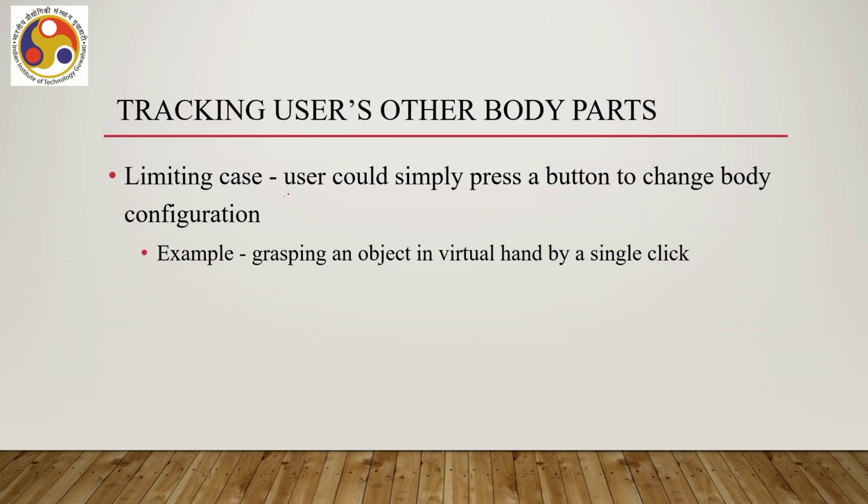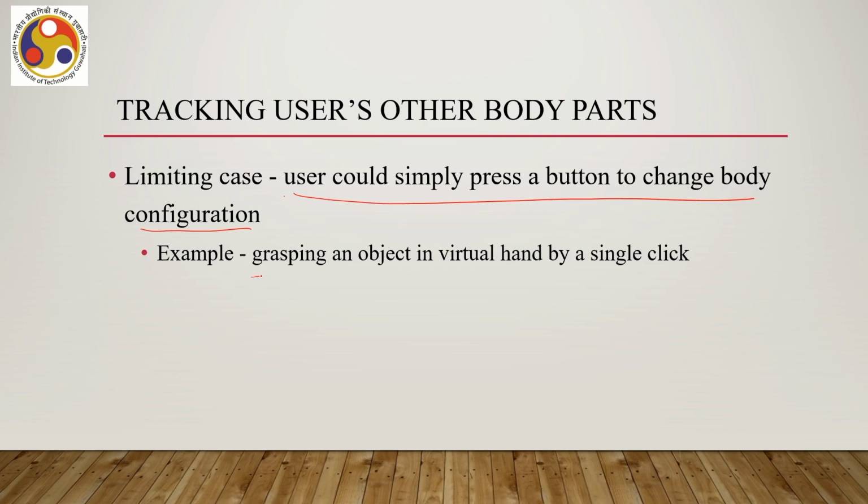A limiting case of tracking other body parts can be for the user to explicitly send a signal to track a body part by pressing a button. So, the user could simply press a button to change body configuration. Here no elaborate tracking mechanism is employed. Instead, one input signal is sent to indicate that the current body configuration may be changed to a pre-decided body configuration based on the input.